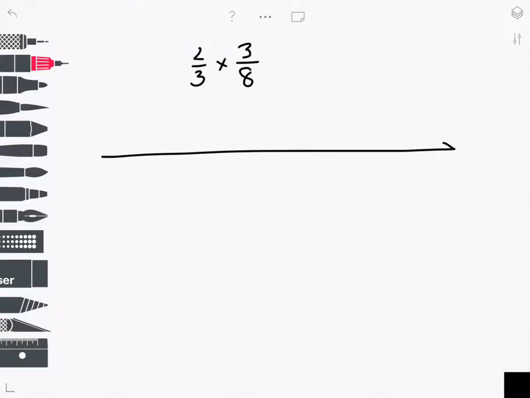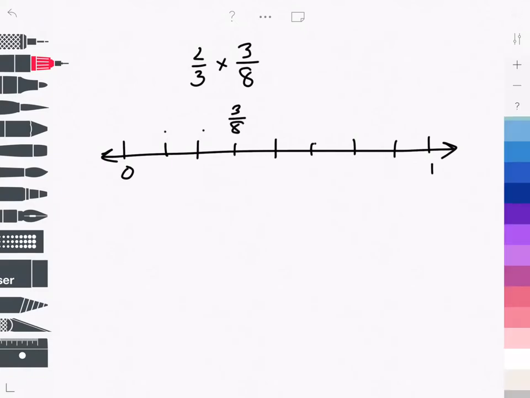Starting with a number line. I'll mark my endpoints 0 and 1. Multiplying proper fractions, so my product will be a proper fraction, or a number between 0 and 1. Looking for 2/3 of 3/8, so I'll start by marking eighths. And I'm looking for 1, 2, 3/8. I'll highlight that length of 3/8.